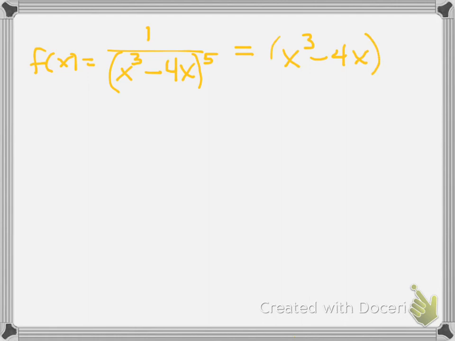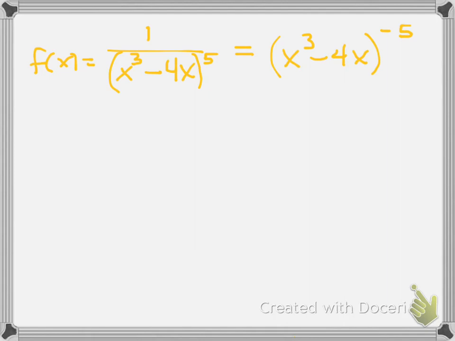So let's say we have f of x equals 1 over x cubed minus 4x, but all of that is raised to the fifth power. Given what we know, you might look at that and say, I think I'm going to do quotient rule, but you really don't need to, because you can write this as x to the third minus 4x, to what power? To the negative fifth power. Now this problem looks a lot like the one we just did.